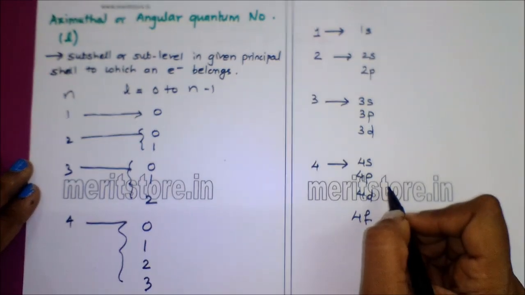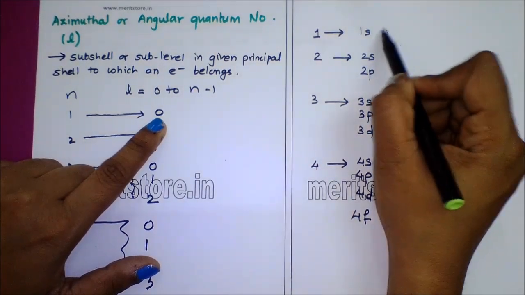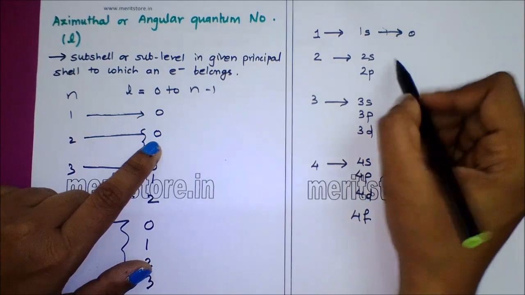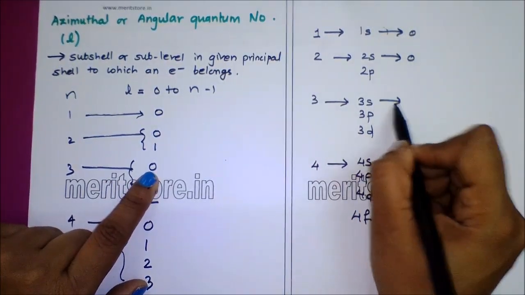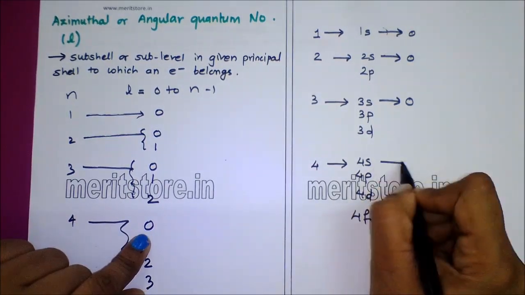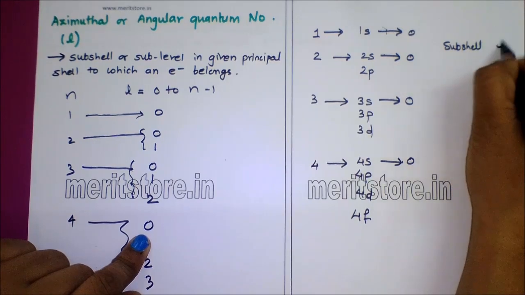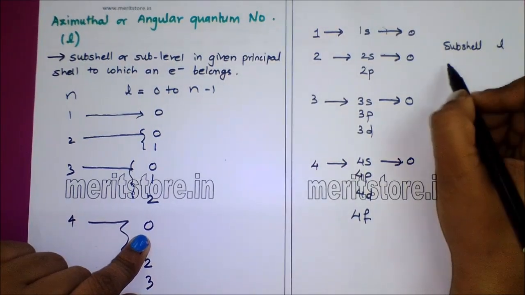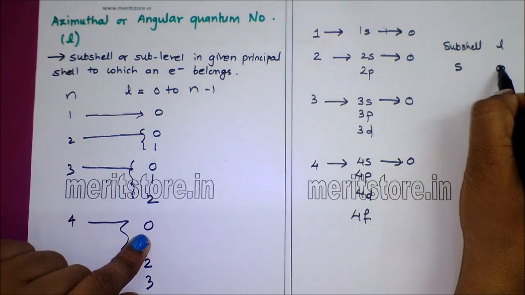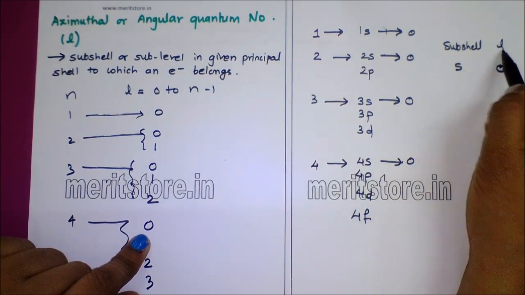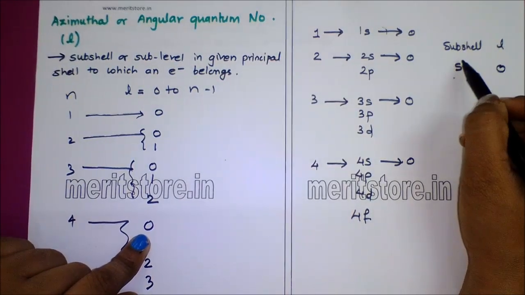Now let us talk about their different values of l. If I talk about the first shell, over here we can see the value is 0. For the 2s, the value is also 0. For the 3s, the value is also 0. And for the 4s, the value is also 0. That means now these subshells and the angular momentum value can be related. If it is an s subshell, the angular momentum value is always 0. Or vice versa, we can say if the angular momentum is 0, the electron belongs to the subshell s.